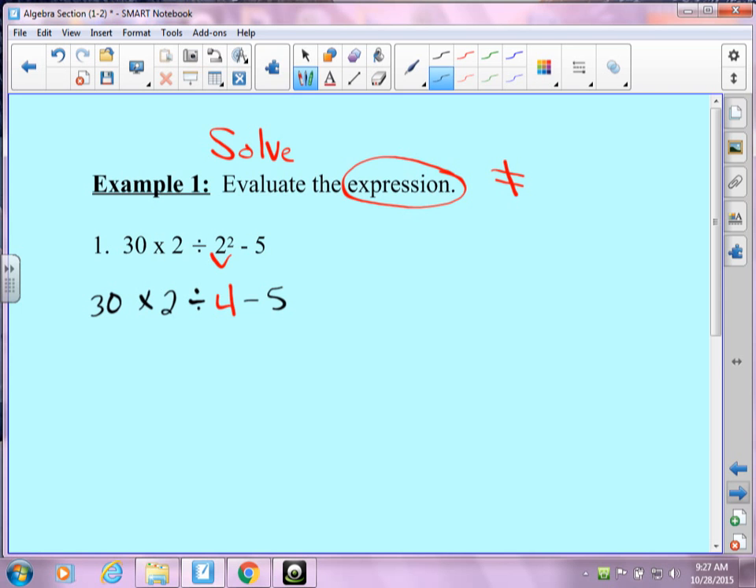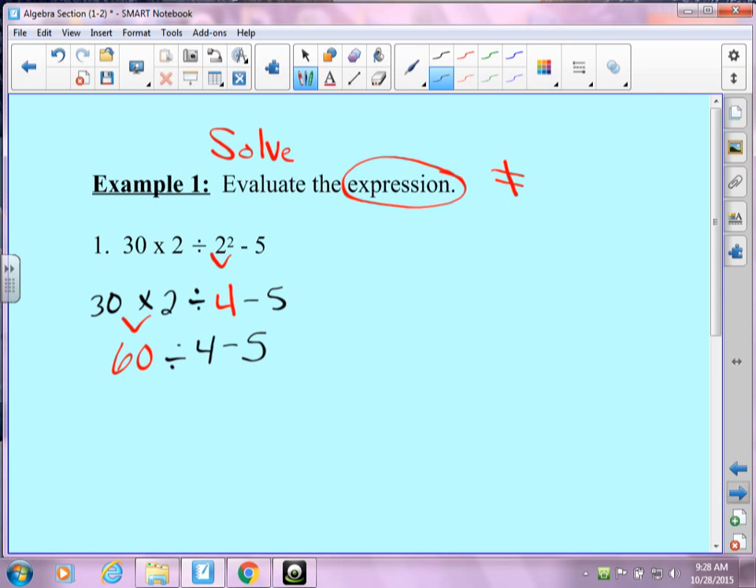Okay? Go back to my list. Do I have any parentheses? No. Do I have any more exponents? No. Do I have multiplication, division? I do. From left to right, what comes first? Yes, multiplication. So 30 times 2 is 60. And then I write down the other stuff. And again, I do 1 step at a time. I'm not skipping steps. I'm not doing mental math. I'm doing order of operations.